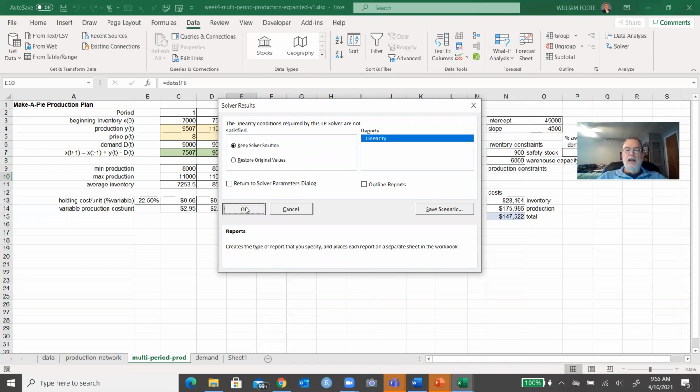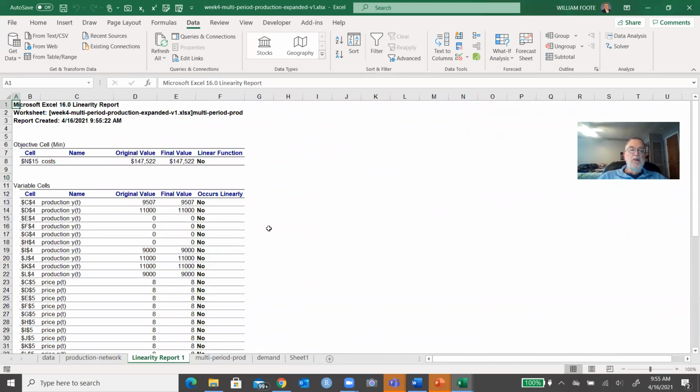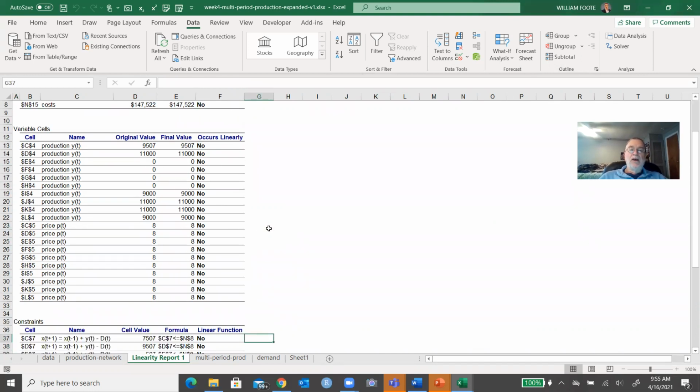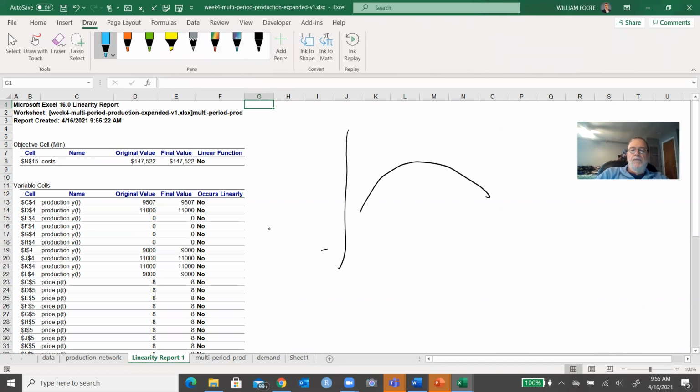I'm going to say okay, and you will get a linearity report. Where is the problem? Occurs linearly. No, no, no. Production and price. Of course they don't. Remember the net present value curve with price? Of course we remember that. Remember, it was the same thing for profit.